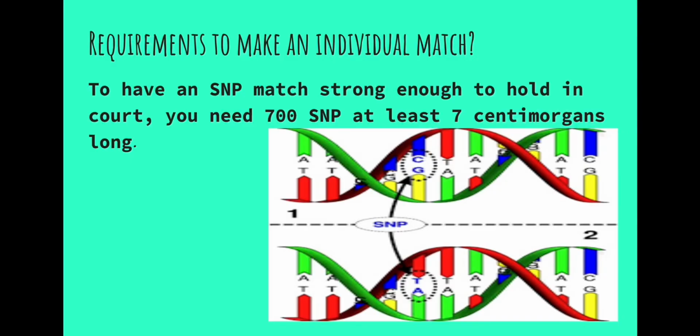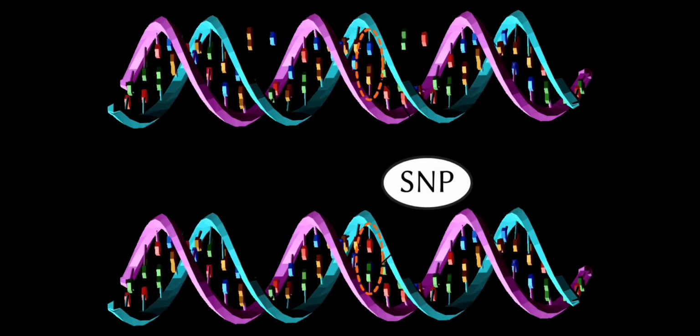To make a strong individual match using SNPs, scientists need at least 700 SNPs and a segment that's 7 centimorgans long. This ensures the DNA match is reliable enough to use in court or for conviction.